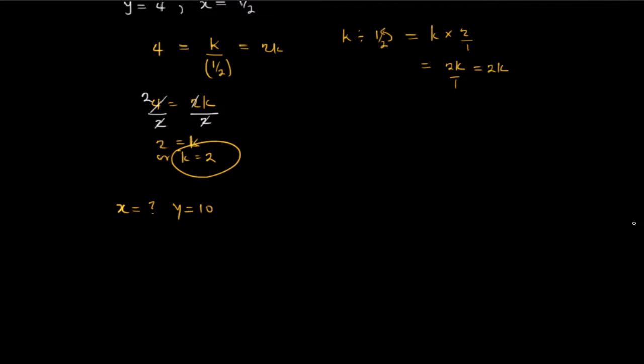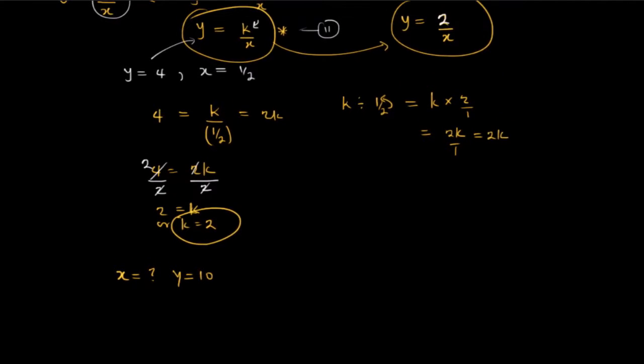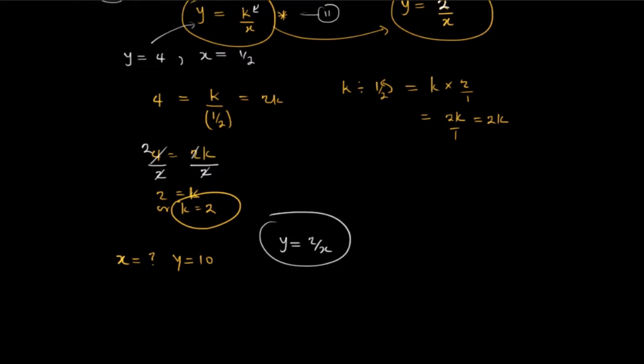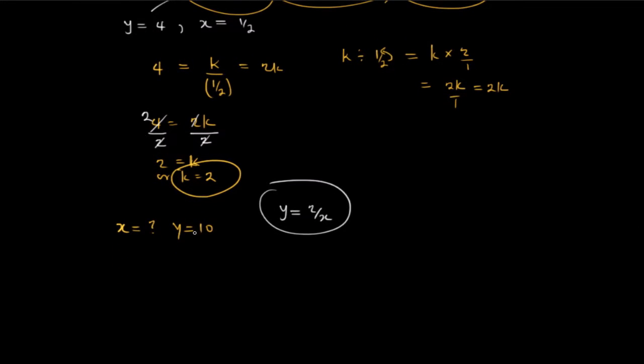So you do not forget that what we have here is y equals 2 over x. This is what's going to help us in finding x. So when y is 10, you would have 10 equals 2 divided by x. Our aim is to find x. To find x, you cross multiply. So what you're going to have is 10 times x equals 2.